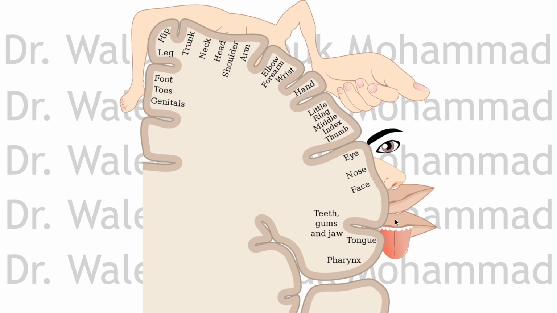And there are big areas for the tongue and lips and the eyes compared to the trunk, for example, and the lower limb. This means that these organs have a higher rate of representation than other parts of the body. That's why sensory-wise they are more sensitive.